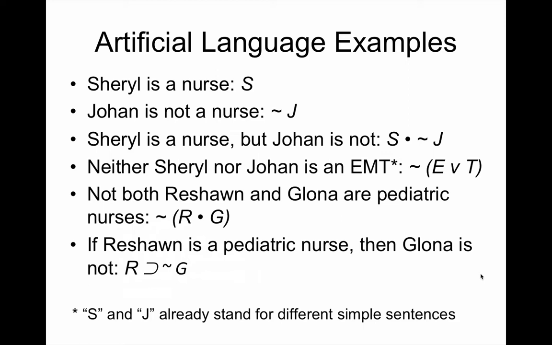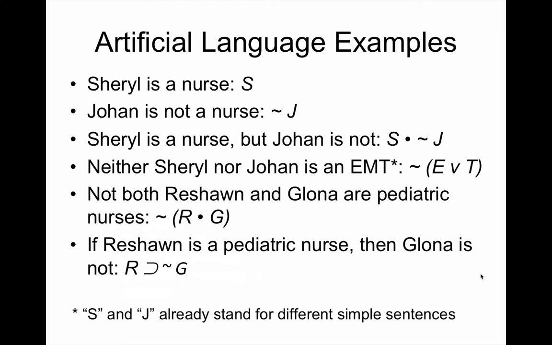Cheryl is a nurse, but Johann is not involves two simple statements, S and J, along with two connectives. The dot symbolizes the conjunction, which is what the ordinary language word but expresses. And then the tilde symbolizes the negation. So S dot negation J asserts Cheryl is a nurse, and it's not the case that Johann is a nurse.